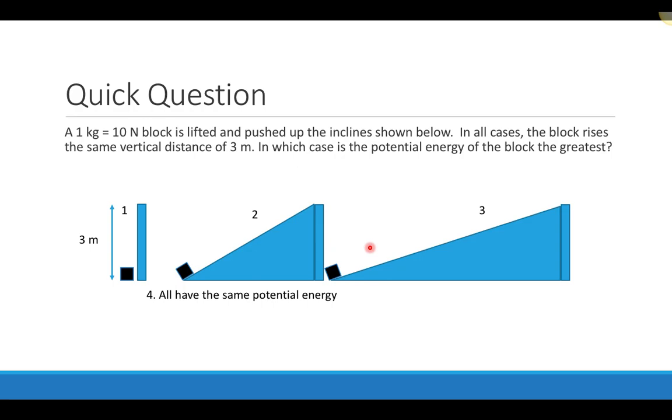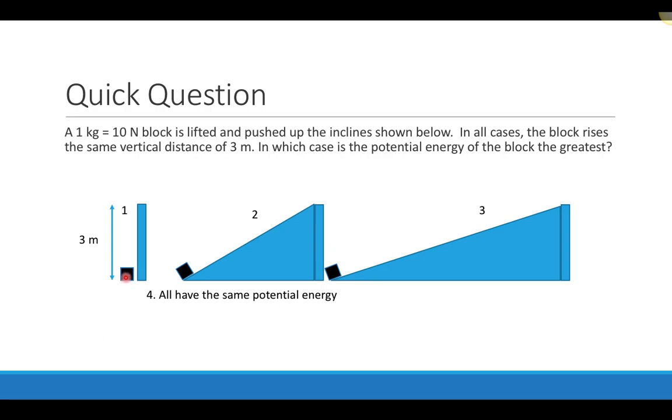Okay, so here's one of our quick questions. I have a 1 kilogram or 10 Newton block that's lifted and pushed up the inclines shown below. In all of the cases, the block rises the same vertical distance of 3 meters. In which case is the potential energy of the block the greatest? So when it gets to the top, in which of these cases is the potential energy going to be the largest value?